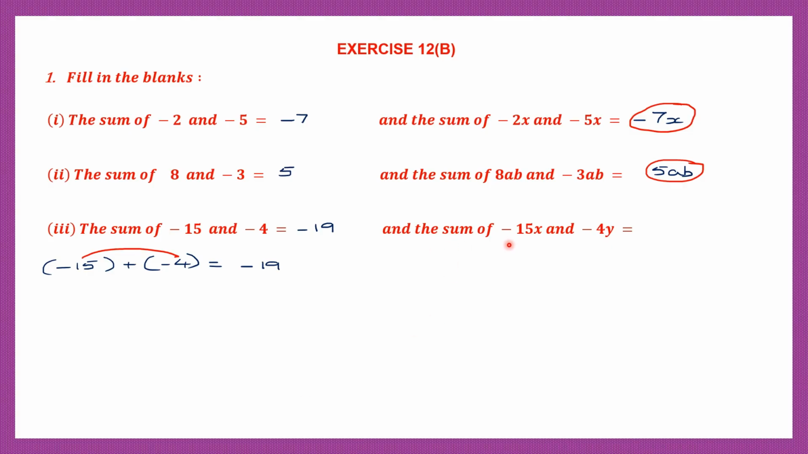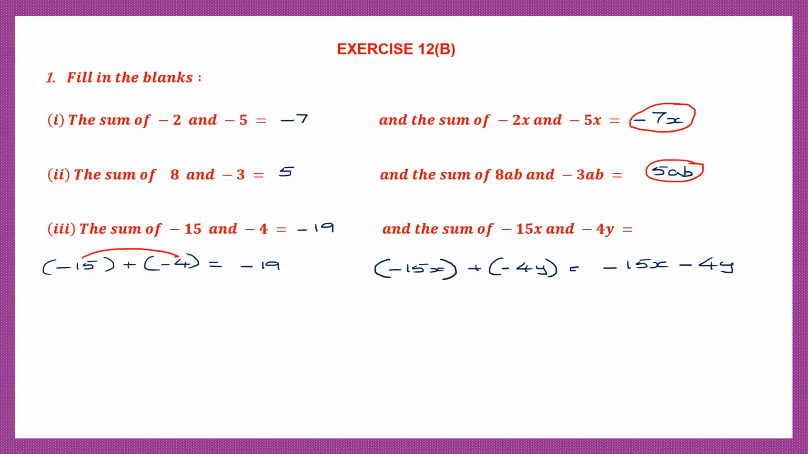And the sum of -15x and -4y. So here can you see this is 15x and this is 4y. The literals are different. That means they are unlike terms and we cannot add unlike terms. So here it is -15x and to this we add -4y. Now these are unlike terms, so we cannot add them up.